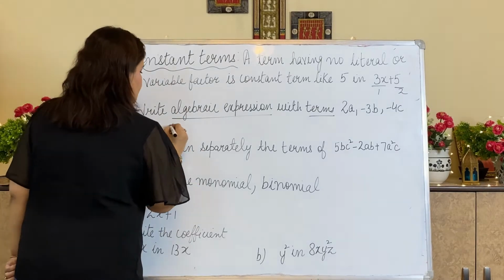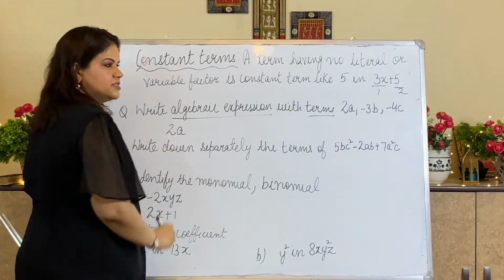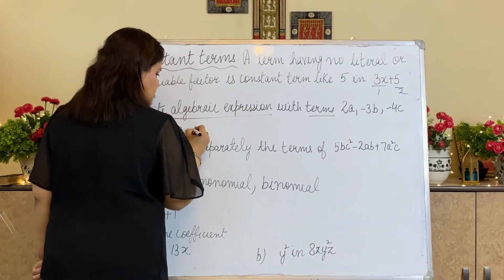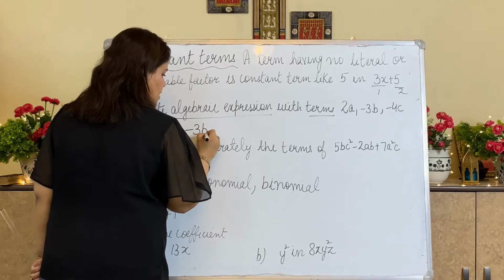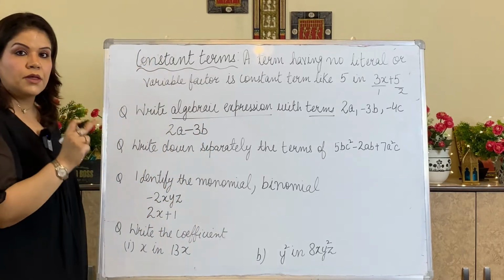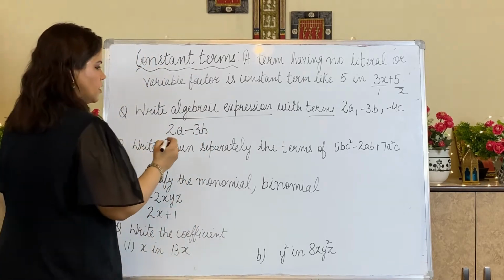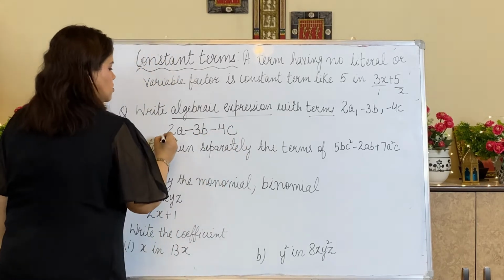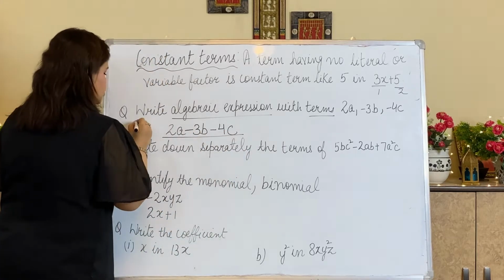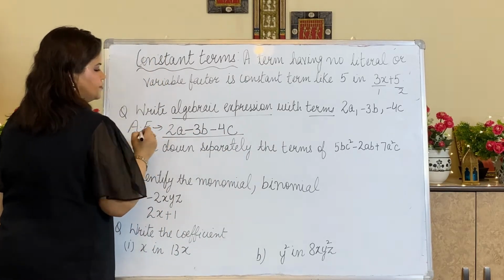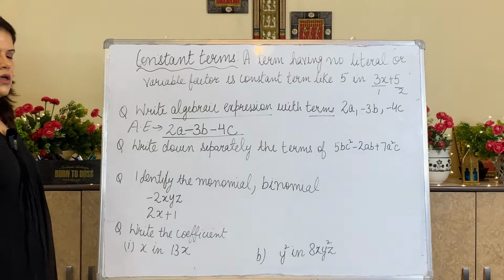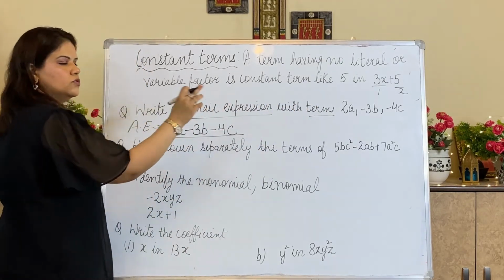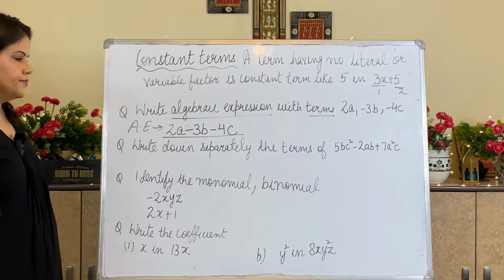Now 2a, what is the second term? Minus 3b. So it will come here, minus 3b. What is my third term? Minus 4c. So my third term will be minus 4c. So this is my algebraic expression. I had been given terms which I have connected using their signs.